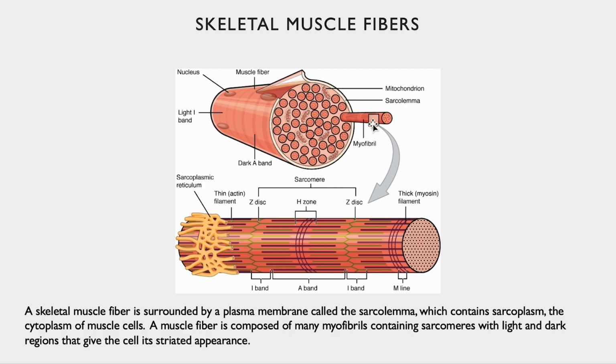Now let's take a look at these myofibrils. Here we have a representation of part of a myofibril. Notice that they contain the structural and functional unit, or contractile unit, of the muscle, which is the sarcomere. We are going to see the role of sarcomeres in muscle contraction.